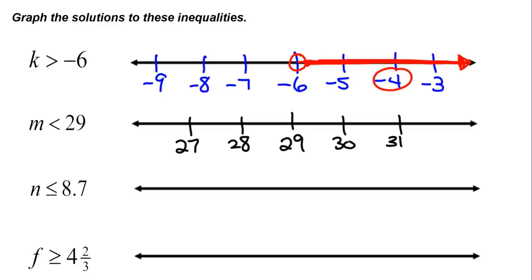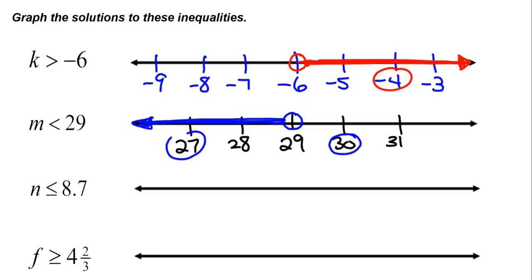So again, we're less than 29. So everything that is less than 29, not including 29, because 29 would not be a solution, but it is the cutoff. And then everything less than 29, so that would be everything to the left on the number line. And then again, if I just check one of these values, like 27, 27 is less than 29, that's true. And then if I test one to the right of it, 30 is not less than 29. So I know my graph makes sense.